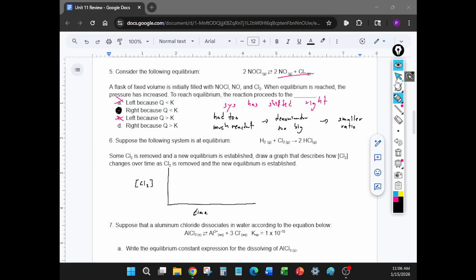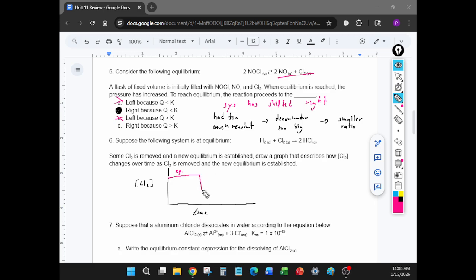Okay, and let's see if you guys remember. See if you guys can draw the graph of how the concentration of Cl2 will change as equilibrium is disturbed and then it is reestablished. But let's talk about why the graph will look the way it does. So we're going to draw a straight line to talk about how we are at equilibrium, because when you're at equilibrium, the concentration doesn't change.